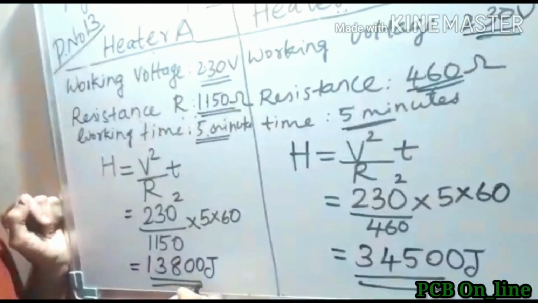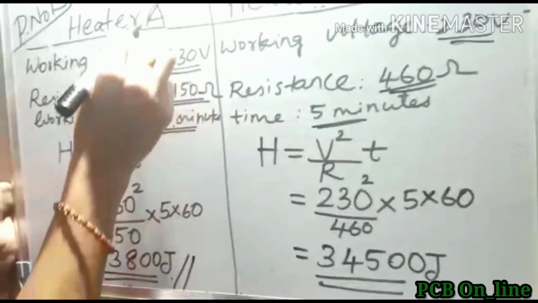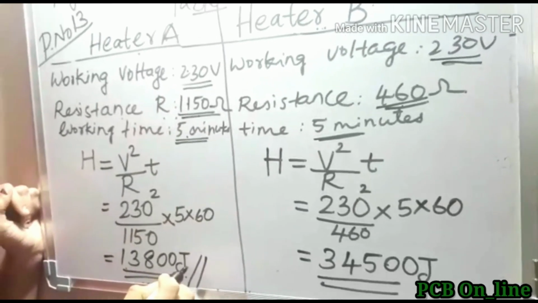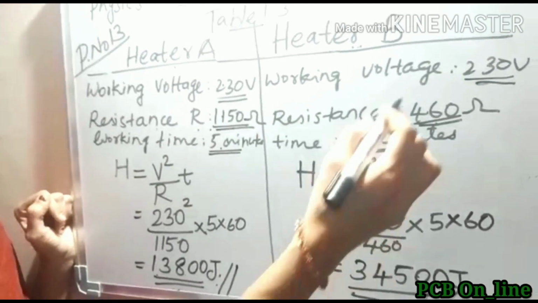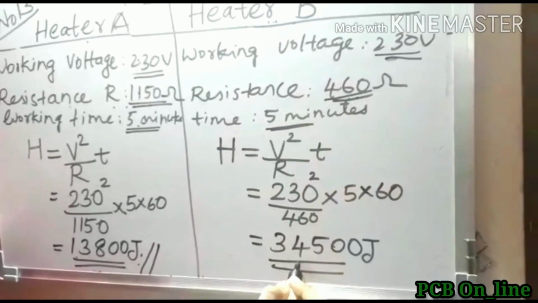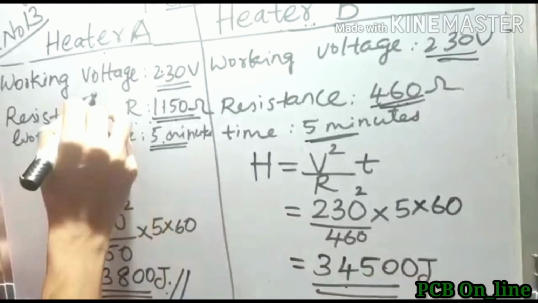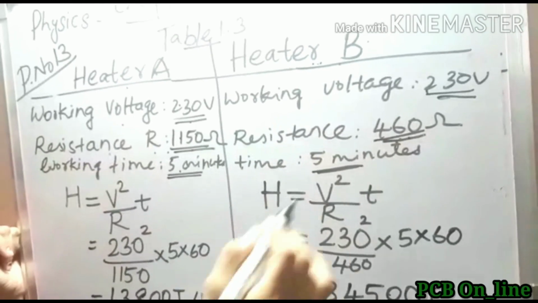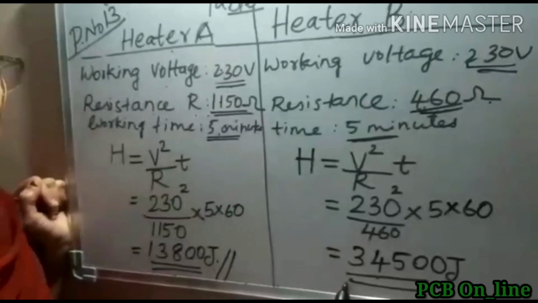Now, see the amount of heat energy. The heater with more resistance coil generated less heat energy, and heater B with low resistance has generated a greater amount of heat energy. That is, when we supply the same voltage to two heaters, the low resistance coil will be heated more.